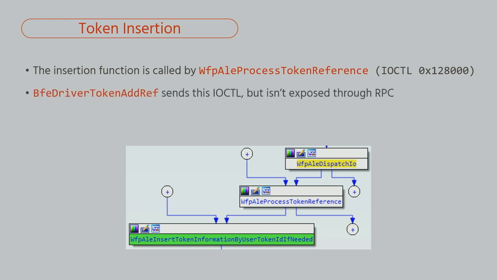The function in the BFE service that sent this request isn't exposed directly by RPC. It will be invoked under very specific circumstances. We want to find a way to trigger this device IO request so that a token entry will be inserted into the table and we can retrieve it. Let's see how this insertion is done.